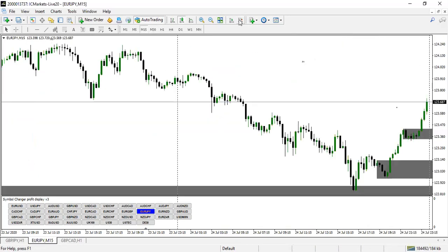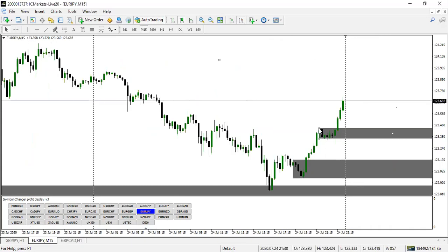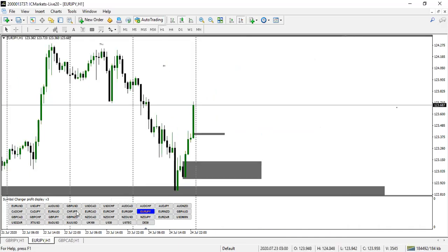So most likely this particular zone, right? Market pulls back to this, but the best is actually market coming back to this before we can actually buy this pair up.